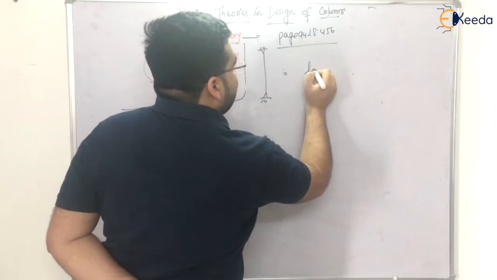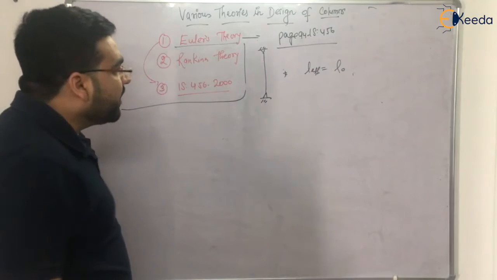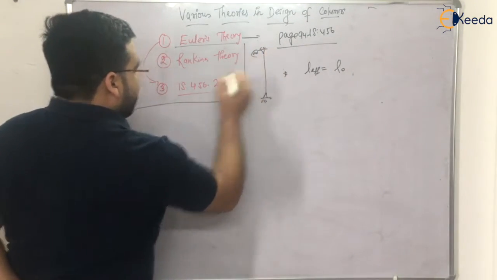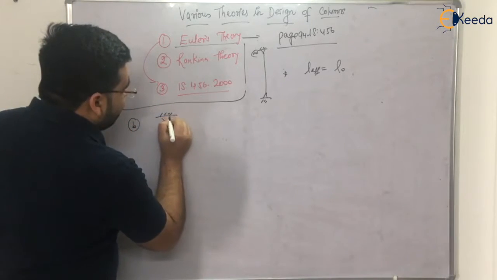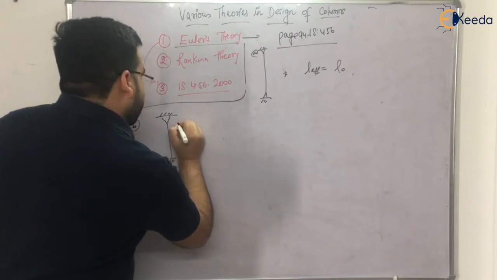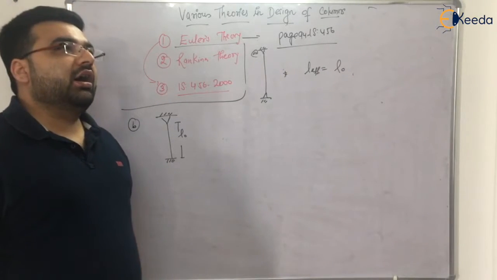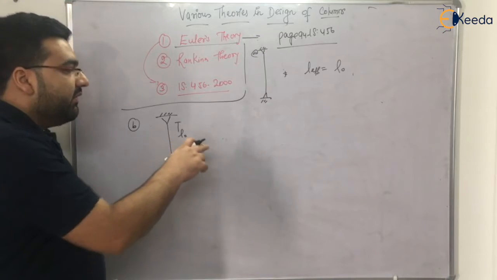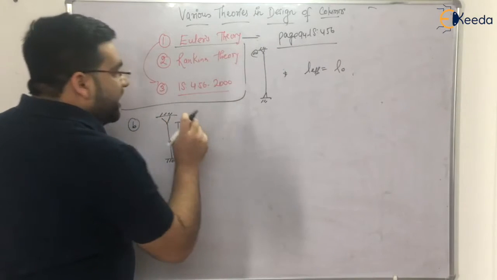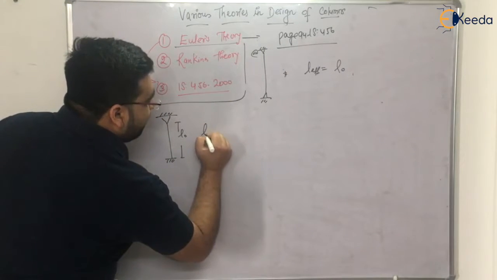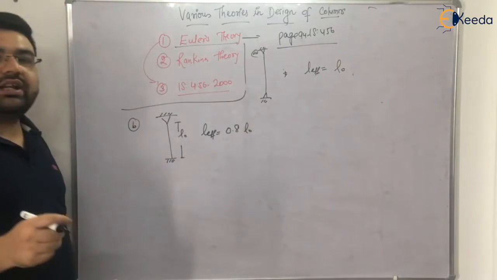you have the same values. That is, L effective will be equal to L naught. Same values. No change. Clear? The second case is if one end is hinged and one end is fixed. This is your L naught. In Euler's theory, we were getting L upon root 2, which is 0.707. But IS 456 says that the recommended value in this case would be L effective equal to 0.8 L naught, right?